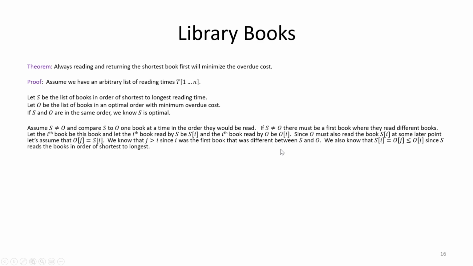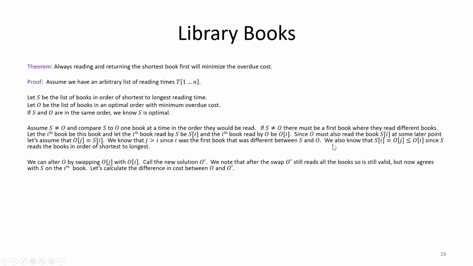Why is this all set up? It's because I wanted to get a name for this book SI. I wanted to get a name for this book OI. And then I wanted to consider, what do I know about these books? And what do I know about I's and J's and so on? And get all that information set up. So I know J is greater than I, and I know this relationship between SI and OI must exist.